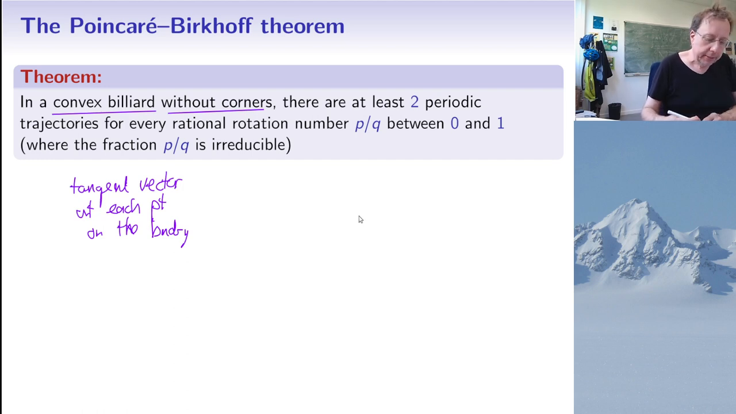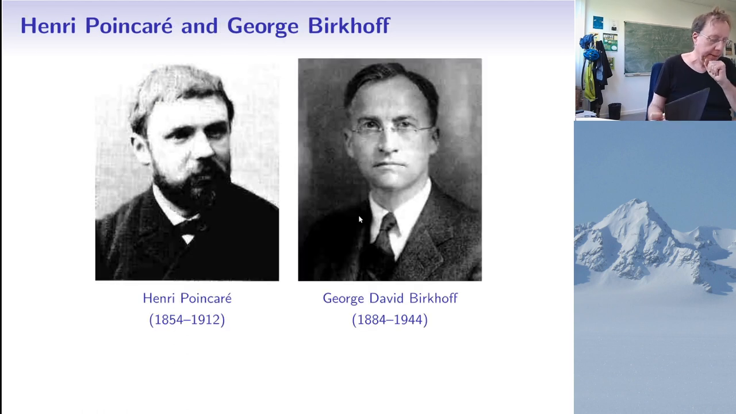So this theorem is known as the Poincaré-Birkhoff theorem. It's one way of stating this theorem. So who were Poincaré and Birkhoff? Henri Poincaré was a French mathematician who is very well known for his many contributions to mathematics and other sciences. He's considered one of the last polymaths, in the sense that he really knew about every area of mathematics of his time and made important contributions to all of them. So there are many results that bear his name. And he is one of the people who started developing this geometric approach to dynamical systems.